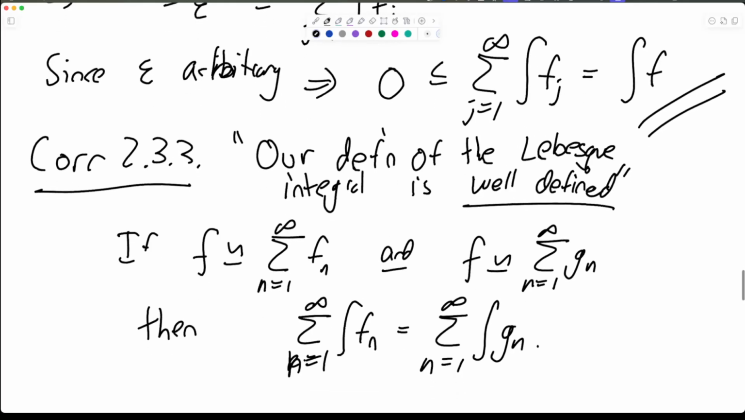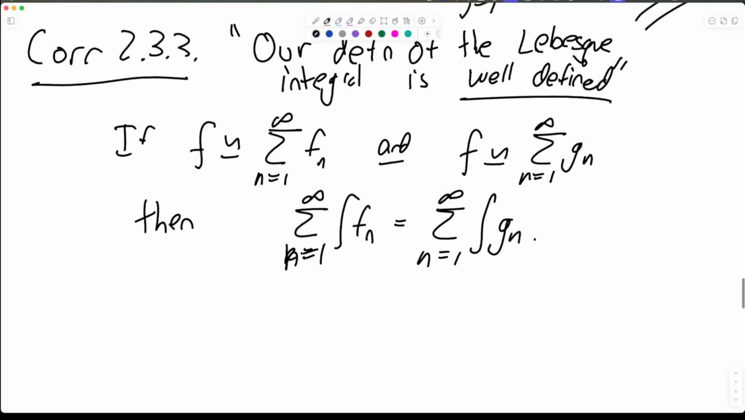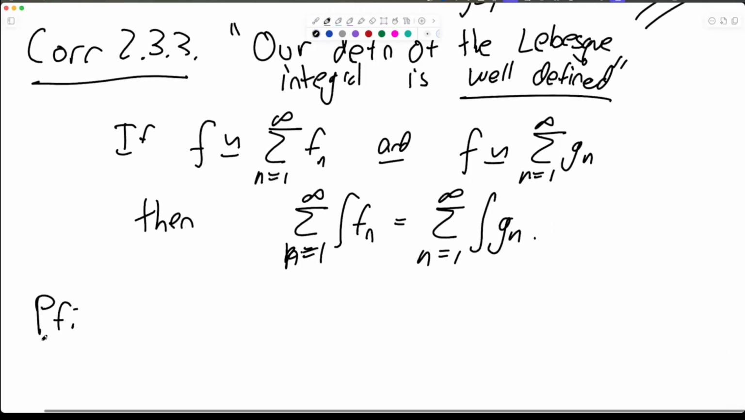Okay, and the proof is basically what we just did. The proof says, if these things are both equal to f, then their difference is greater than or equal to 0. And so this one will be greater than or equal to that one. And then it's going to be the reverse as well. It's going to be less than or equal to the other. Let's see that. So the proof goes like this.